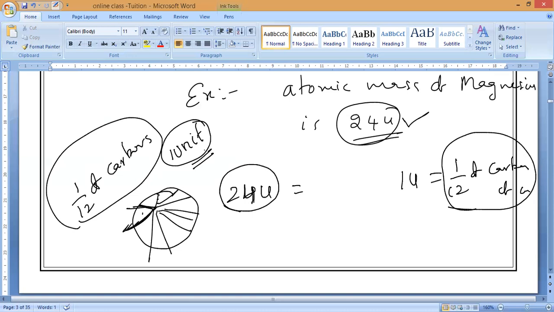Yes, sir. 1 piece equals 1 unit. Yes or no? Understand, Elmokil, Manya and Samaya? 1 unit equals how much, Elmokil? 1/12 of carbon. 1/12 of carbon atom. Correct or not?